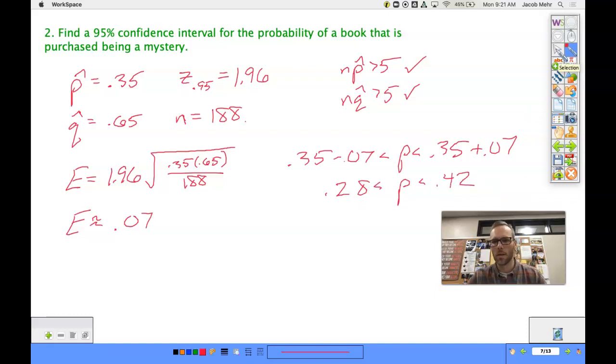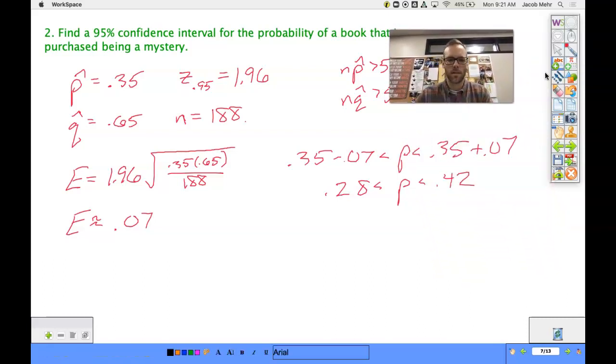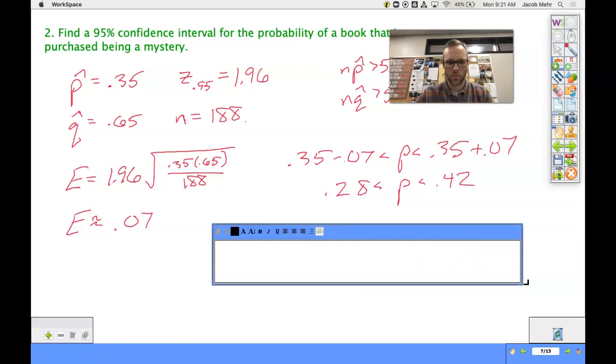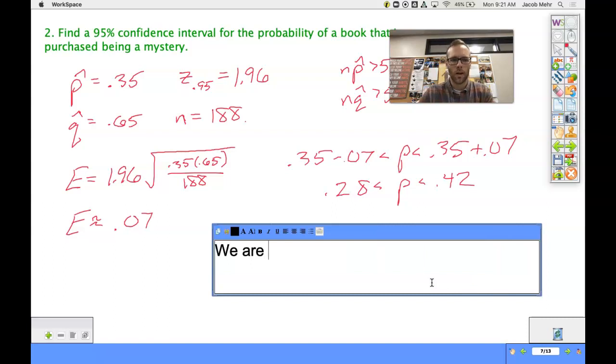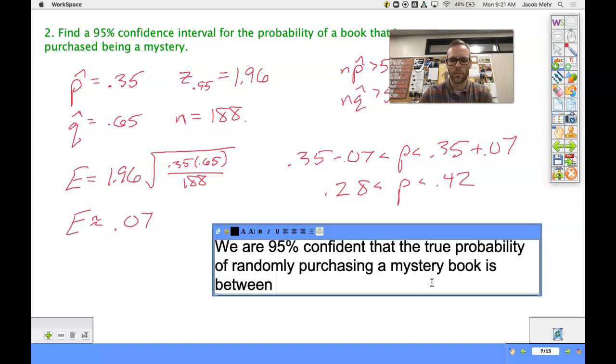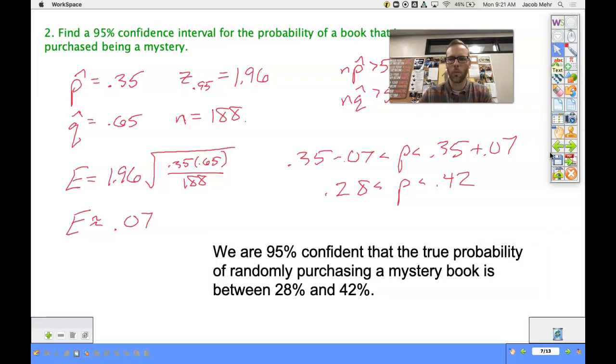So what does this mean? This means that we are 95% confident that the true probability of randomly purchasing a mystery book is between 28% and 42%. There we go. Let's look at another one.